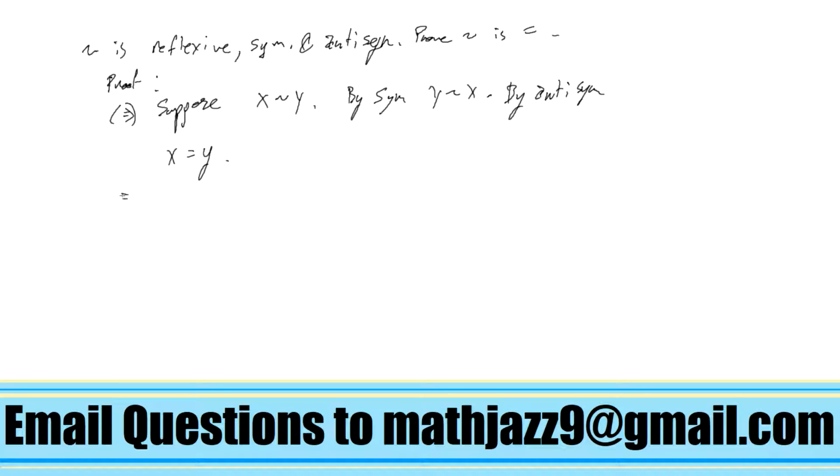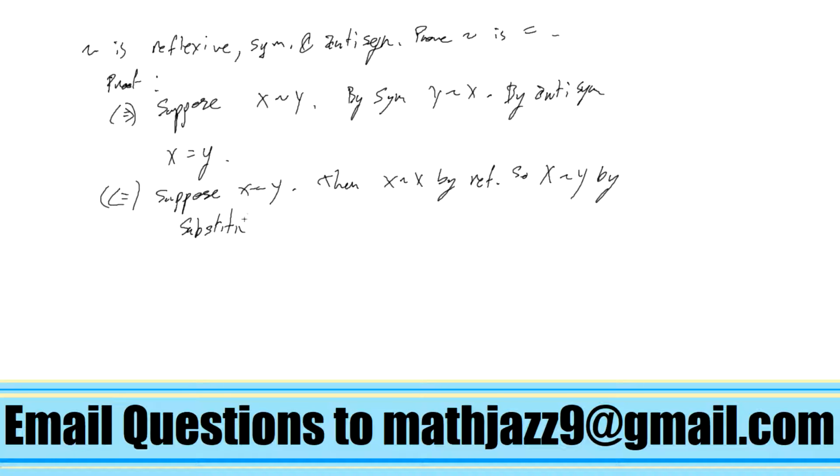And then the other way is, suppose x equals y, then x is related to x by reflexivity, so x is related to y by substitution. Okay, so yeah, x is related to y if and only if x is equal to y. And that's our proof.